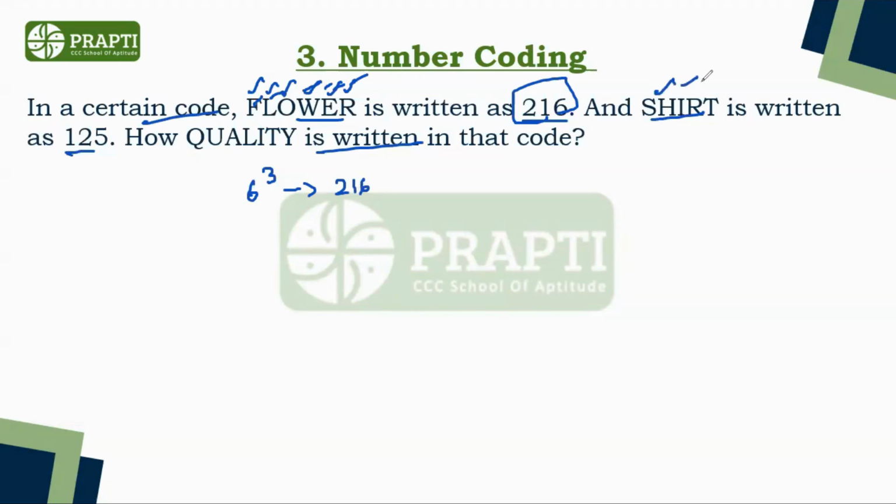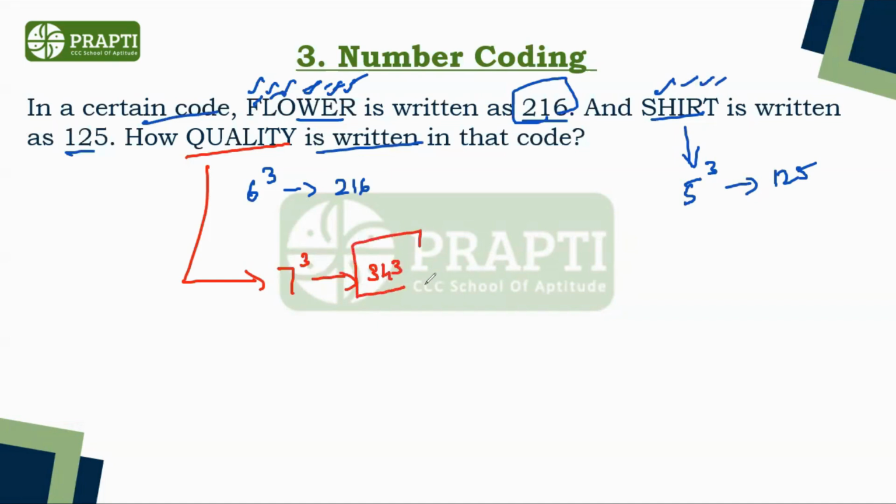In the same manner, shirt. Let us check it once again whether it follows the same pattern. 5 letters. So 5 cube is nothing but 125. So finally, with these 2 words, we have concluded that they have followed the same pattern. In the same manner for quality, how many letters are there? 7 letters. So 7 cube is nothing but 343. So this will be your answer.